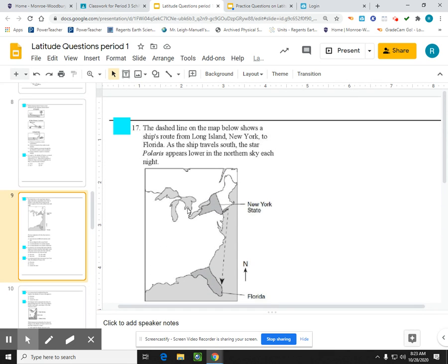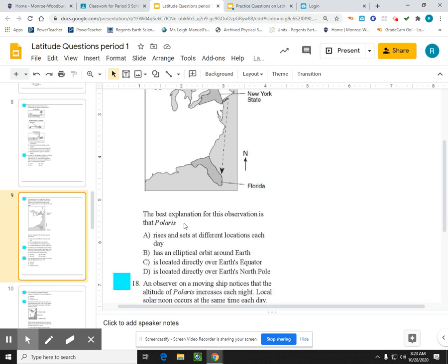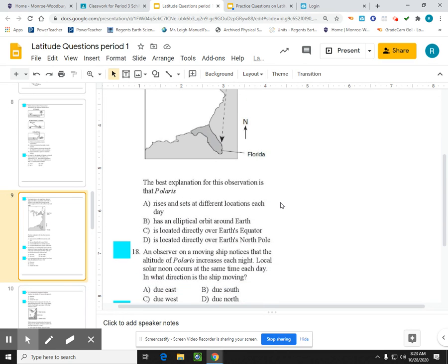17. The dashed line on the map below shows a ship's route from Long Island, New York to Florida. As the ship travels south, the star Polaris appears lower in the northern sky each night. Now, the best explanation for this observation is that Polaris is located directly over the North Pole, and so its position doesn't change unless you change your latitude.